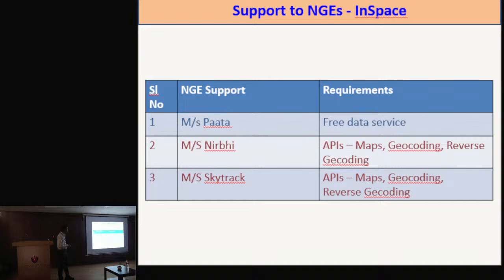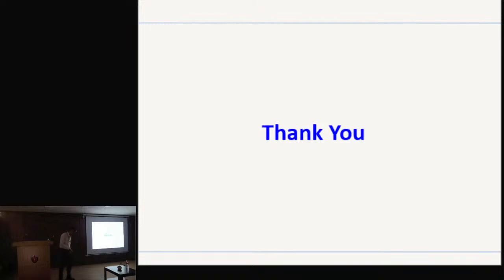Like for example, there is PATA, NIRBI, SkyTrack. These are some of the non-government entities or private players who are using our APIs for their business, and they are using them operationally. In a similar way, you can also use the APIs or services that we are offering, you can get them and use them.